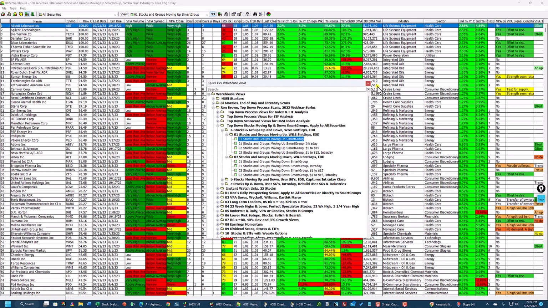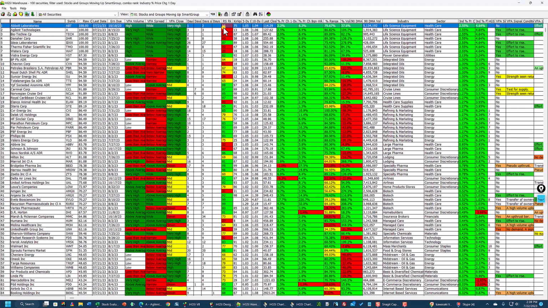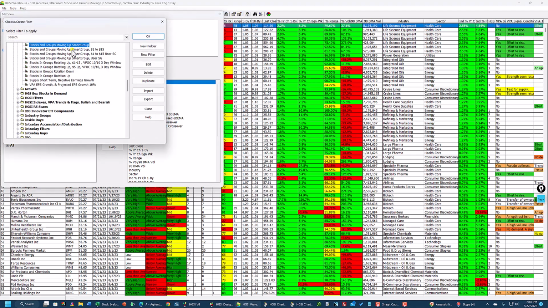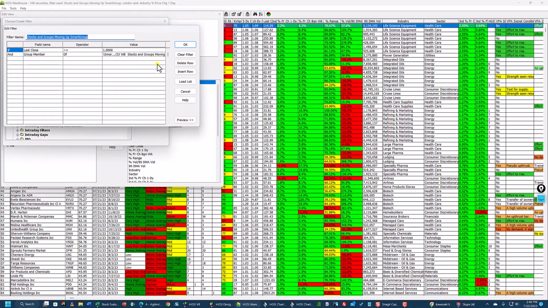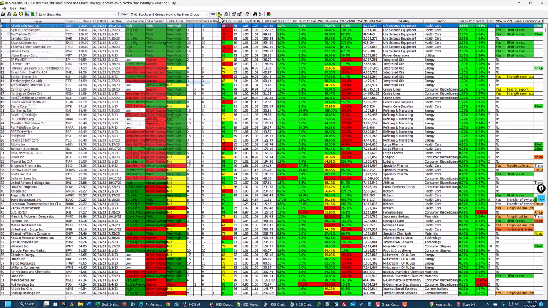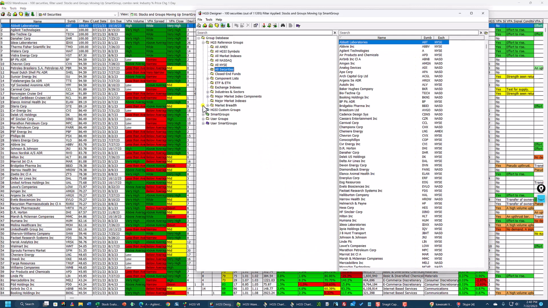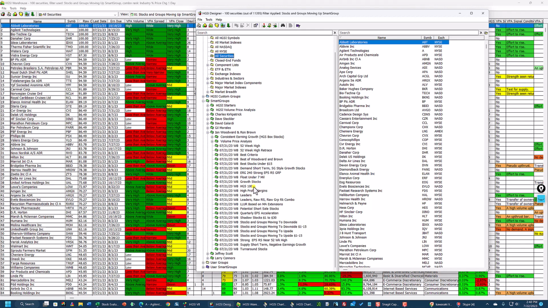So this is the entire group, and I'm going to click up here on the pencil, the filter, click on edit, and you can see that it goes directly to the Woodward and Brown Stocks and Groups Moving Up Smart Group. If you aren't familiar with where that is, if you go into the designer, it will be in the green smart groups under Woodward and Brown, and they're down here.